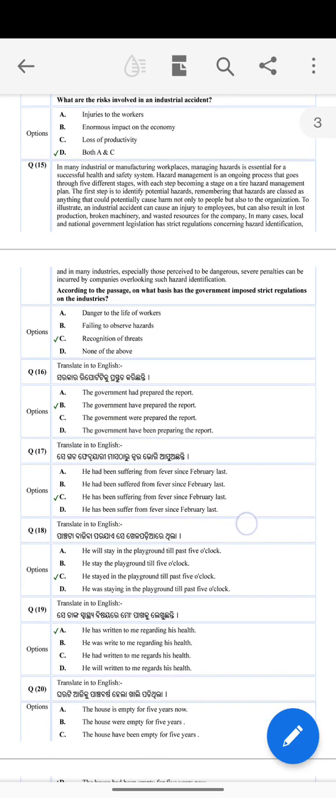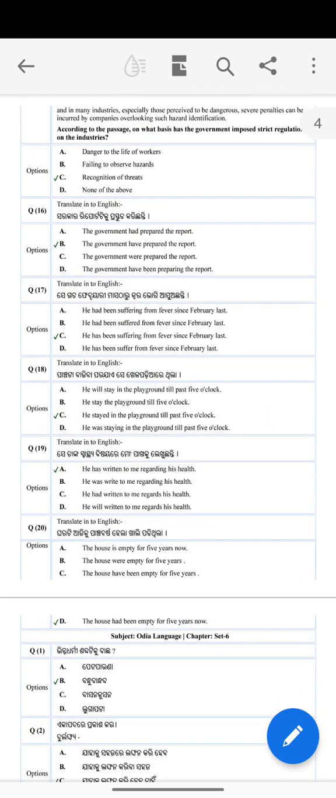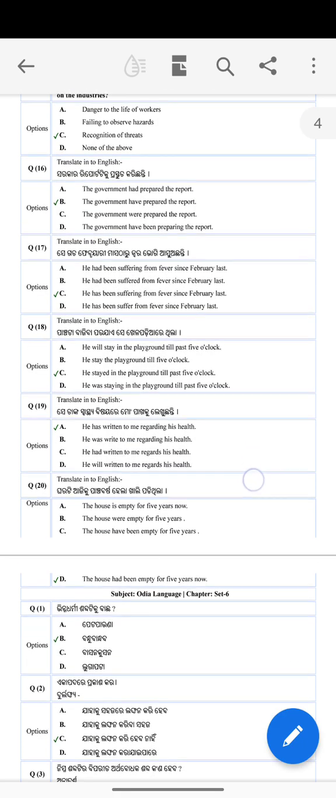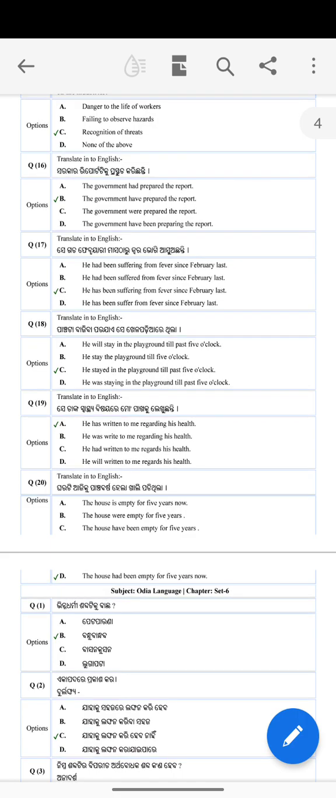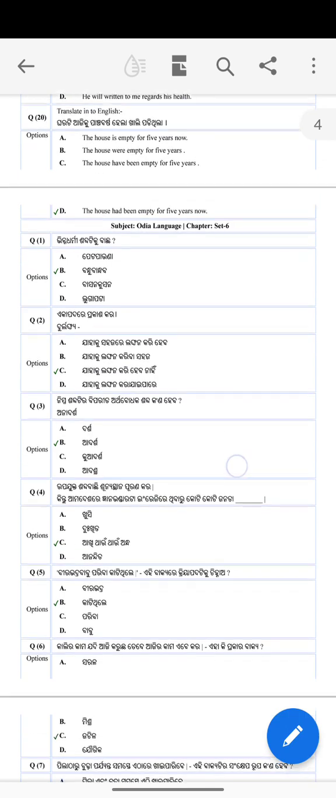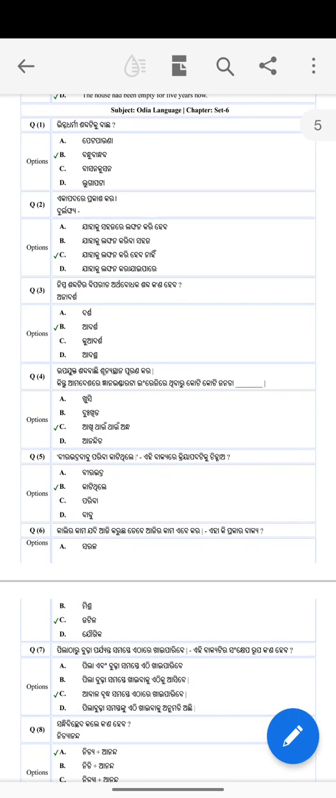Now when you see question number 16, it is translate into English. One line is given to you in the Odia language, and you have to translate this line correctly into English. Questions 16, 17, 18, 19 and 20, which means 5 questions of the same pattern, were asked in the English subject on translation. Correct. Now let's move further.